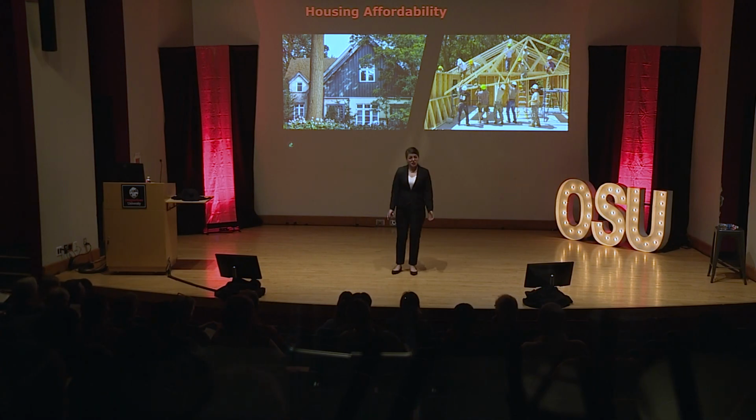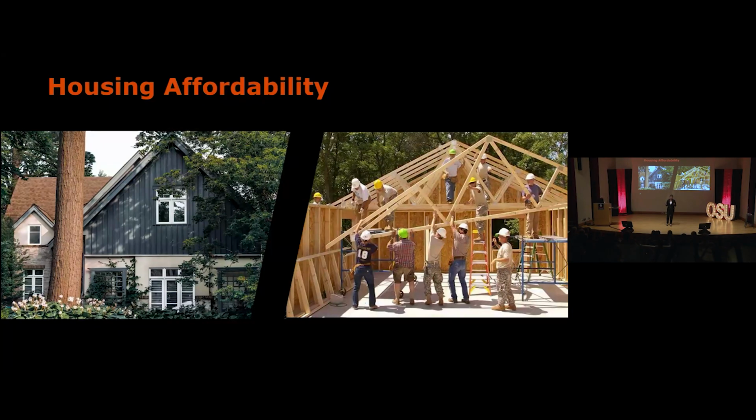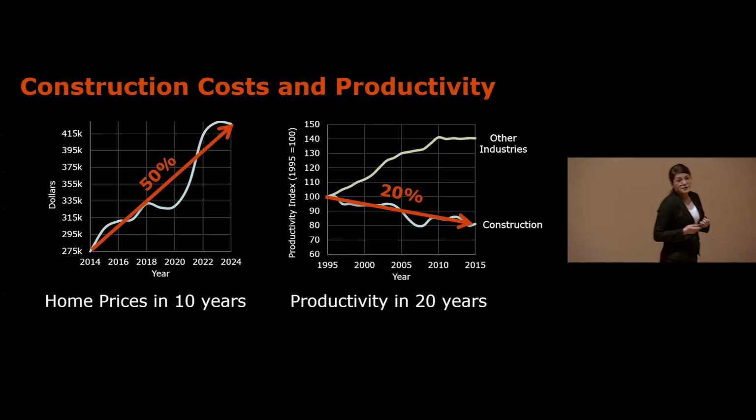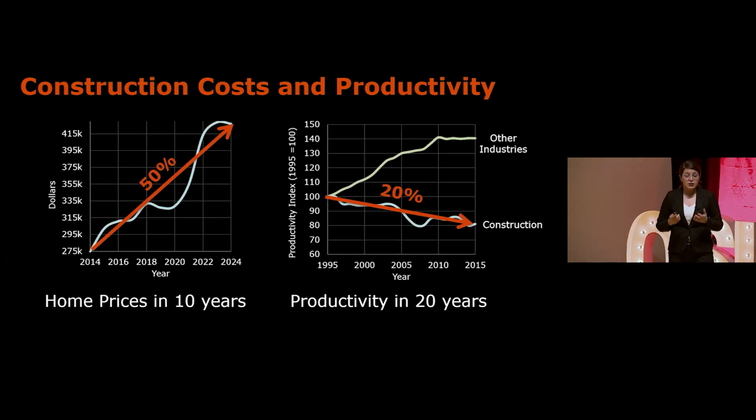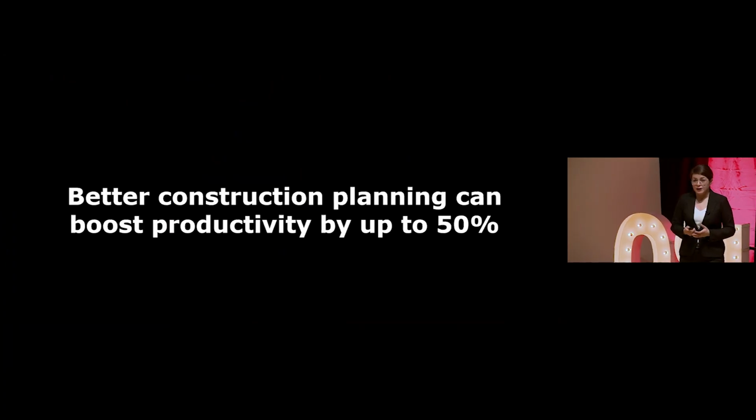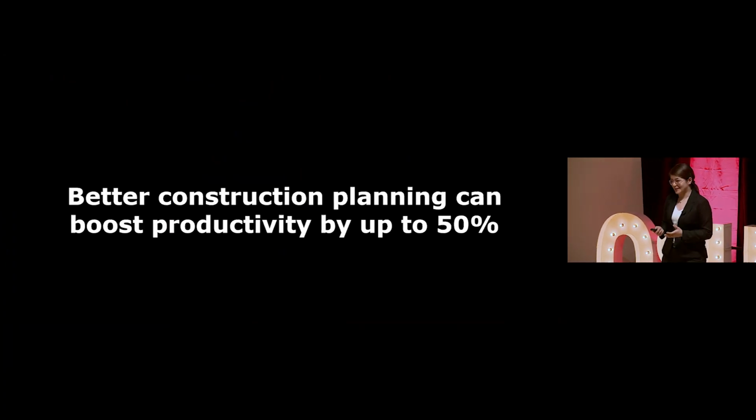It's most people's dream to own their own house, but this dream is becoming harder to achieve. Based on the US Census Bureau report, the median home prices increased about 50% in the last 10 years. However, productivity in construction decreased 20% from 1995 to 2015, which shows productivity isn't keeping up with the price growth. However, the promising point is that better construction planning can boost productivity by up to 50%. This is where my research comes in.